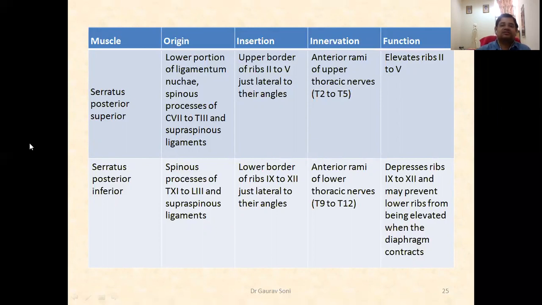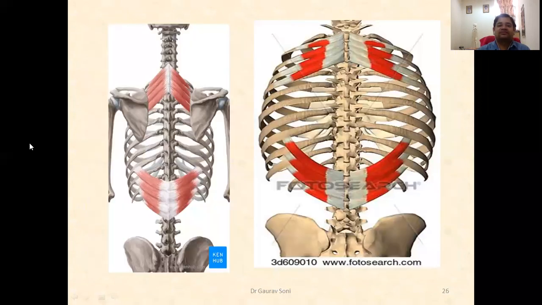So these are some important points for serratus posterior superior and serratus posterior inferior. You can see the diagram. This is for the superior one. See the arrangement. Whenever they contract, they elevate the rib. And here, whenever they contract, they depress the rib. So this is the presentation of serratus posterior superior and serratus posterior inferior.